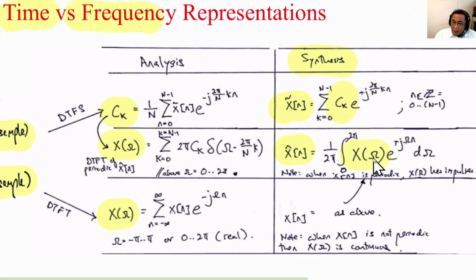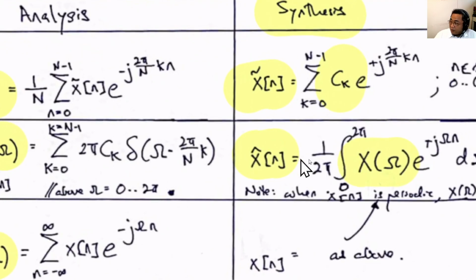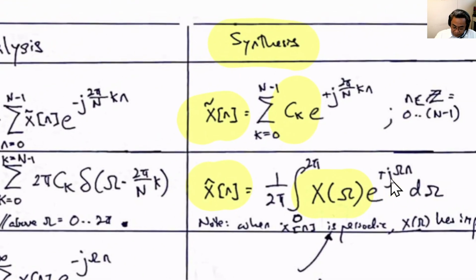So x of omega is a frequency representation of x of n, because from x of omega we can reconstruct x of n perfectly. So from this perspective, they are the same. Why is x of omega a frequency representation and x of n a time domain representation? It is simply that x of n is for time, omega is for frequency. Hence, this is the distinction why we call x of n the time representation, and x of omega the frequency representation.